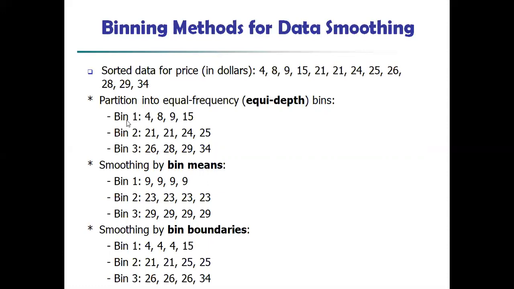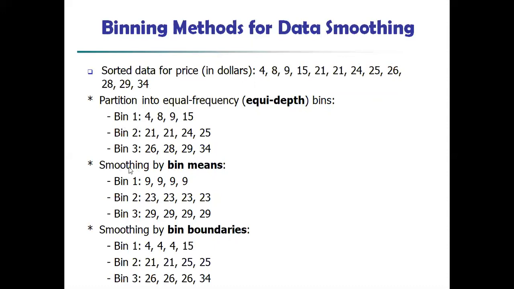So they are dividing into 3 bins with 4 values each. Bin 1 will take 4 values. There are no special techniques here. They just take 4, 8, 9 and 15 in one bin, the remaining 21, 21, 24, 25 in another bin, and 26, 28, 29, 34 in the third bin. So 3 bins are there where the data has been arranged. This is the equal frequency bins, the equi-depth. Depending upon the number of data, they are partitioning it.